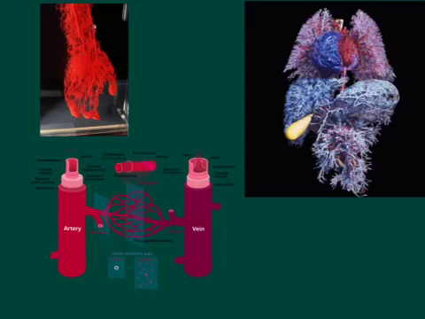Okay, so let's take a look at what this actually looks like. This is actually very cool. It's from an art exhibit where they've taken actual human bodies and digested away the tissue. They injected the arteries with red dye and the veins with blue.